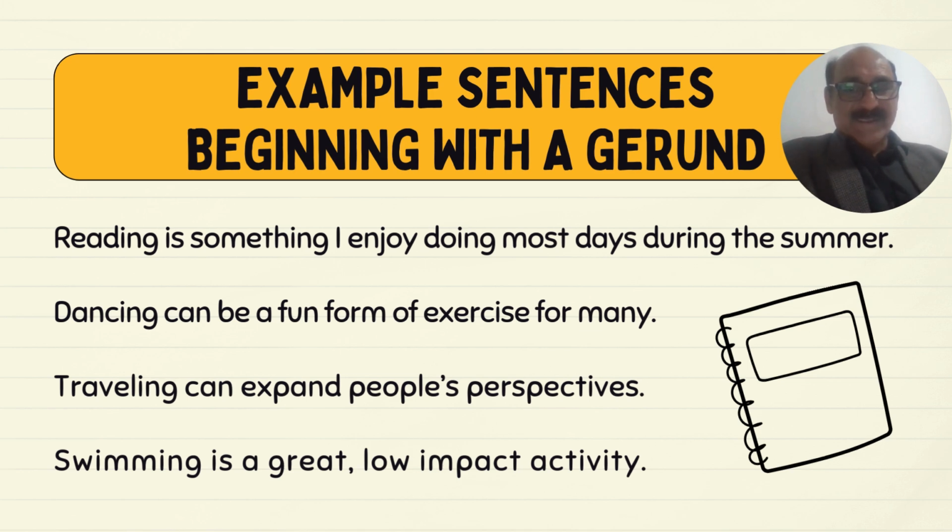Look at the second sentence. Dancing can be a fun form of exercise for many. Here also, dancing is used as a gerund, it's not a verb. Traveling can expand people's perspective. Here, traveling is used as a gerund. Swimming is a great low impact activity. Here in this sentence, swimming is used as a gerund.